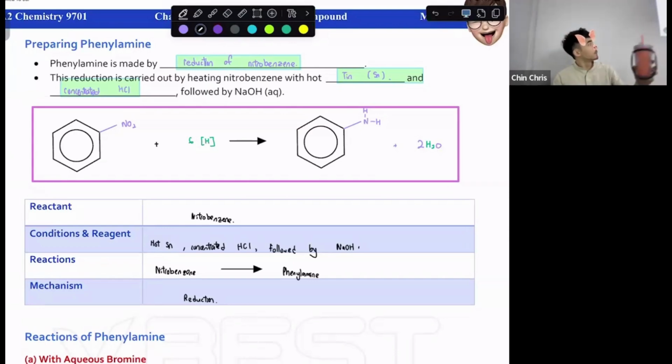Okay, nitrobenzene turns into a phenylamine by a reduction reaction.